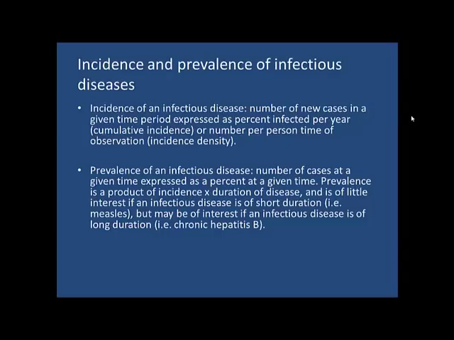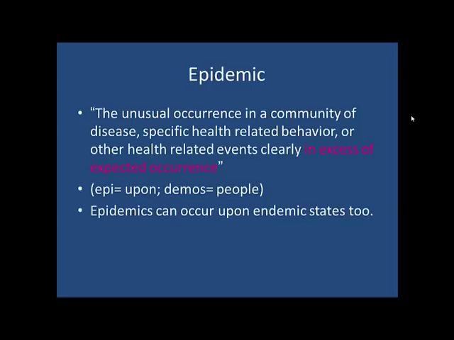expressed as a percentage infected per year. It's the cumulative incidence for that year. It's also the number per person time of observation, an incidence density. Prevalence, on the other hand, is the number of cases in a given time expressed as a percentage of a given time. So prevalence is the total number of people infected at a given time, while incidence is the number of new infections, to put it simply that way.